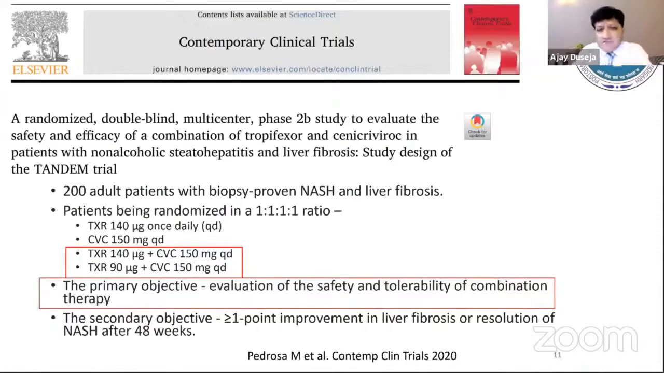So what they are doing in the TANDEM trial, and this is the study design, is the tropifexor and the cenicriviroc used in this. But then look at this. What they're trying to do here is reduce the dosage of tropifexor to 140 microgram and 90 microgram. The idea is that we know the FXR agonists have class effects, the pruritus and the dyslipidemia, which I just said is one of the issues with the FXR agonist. So here, the primary objective of the study is not to look at the efficacy. They're looking at the safety and the tolerability of the combination, and they're trying to use a lower dosage of tropifexor. So that is the strategy here: by reducing the dose of tropifexor, can you avoid or reduce the side effects, especially the pruritus and dyslipidemia?